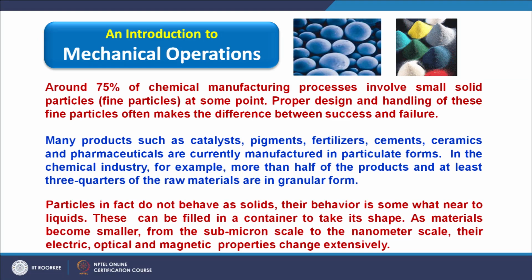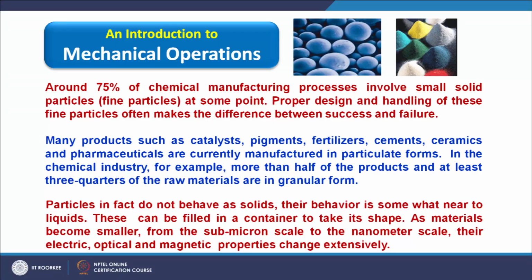Therefore, as materials become smaller, from the submicron scale to the nano scale, their electric, optical and magnetic properties change extensively. This is the reason why I said that the success and failure of a product depends on the fine particle, because when we change the particle size, the properties of the particle change, and their behavior changes. Accordingly, the success or failure of the product occurs.